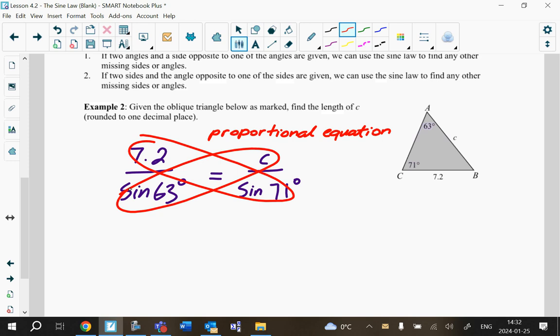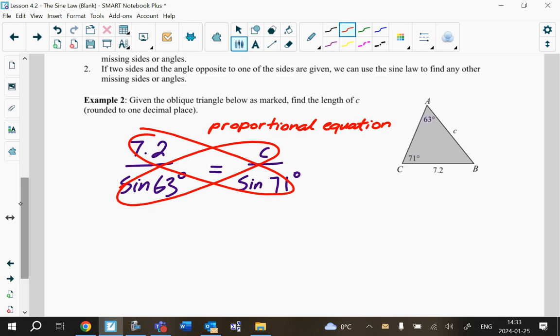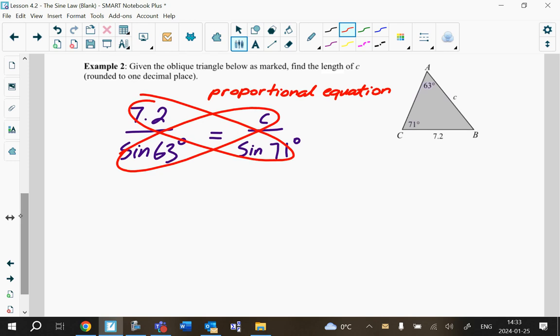This times this will always equal this times this. And why are we doing that? Because we want to get rid of the fractions, just like we've been doing since grade 9. Every time we see fraction equations, we want to get rid of them. Well, when you have a single fraction on either side, that's a way that you can get rid of the fractions, by cross multiplying. And it works in any situation.